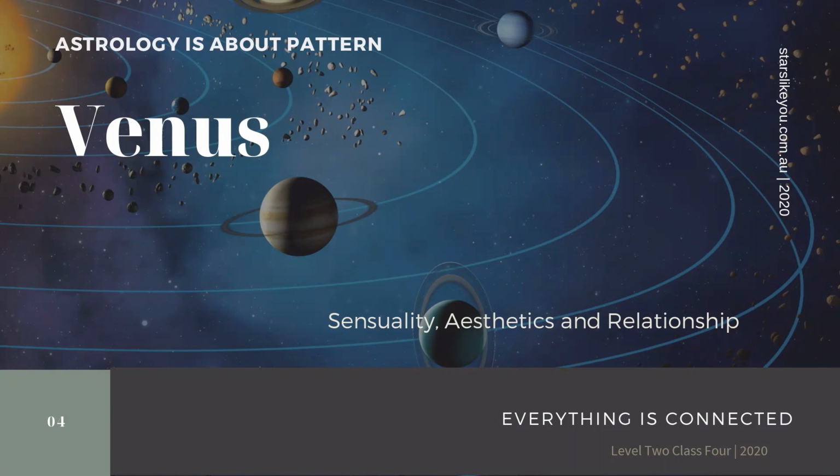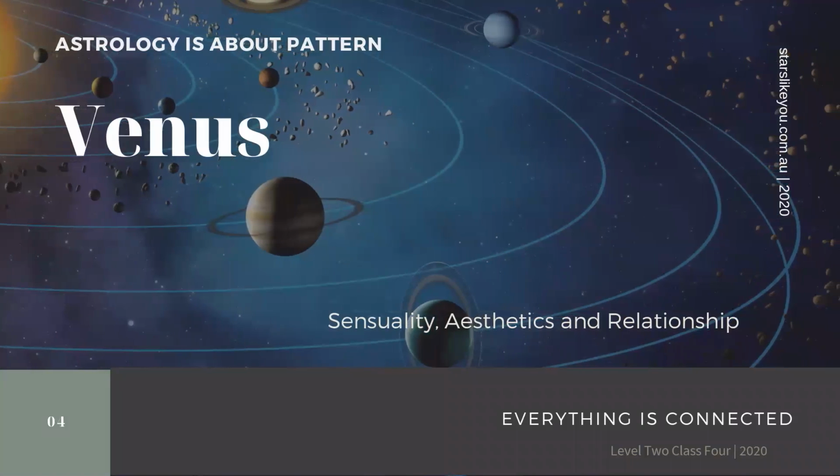Now, Venus governs themes around sensuality, aesthetics, and also relationships. So Venus is a really important symbol to understand in terms of what you need from relationship and also what you're likely to be attracted to.